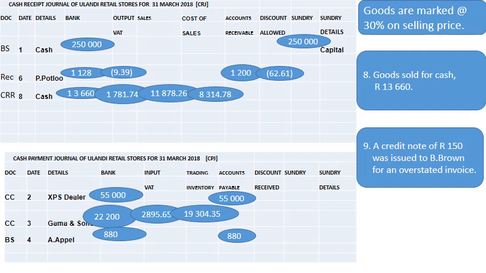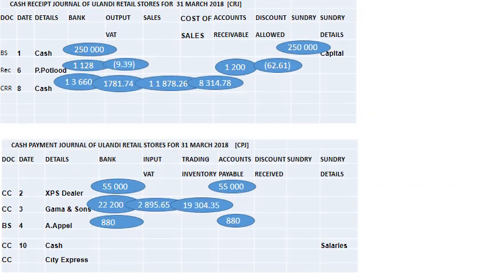In the next line, it's a credit note of 150, which was issued to B. Brown for an overstated invoice. This amount has got nothing to do with cash journals. Therefore, it will not be recorded in any of the journals.